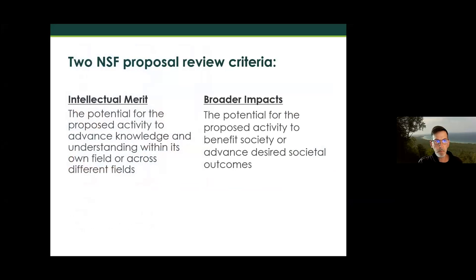So as you probably already know, all NSF proposals are reviewed according to two criteria. First is the potential for the proposed activity to advance knowledge and understanding within its own field or across different fields. That's what's known as the intellectual merit part of your proposal. And second is the potential for the proposed activity to benefit society or advance desired societal outcomes, also known as broader impacts.